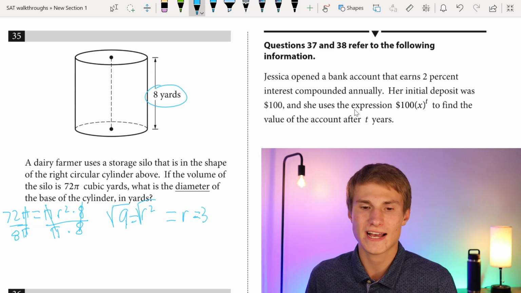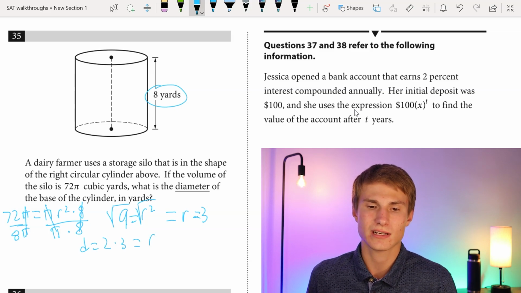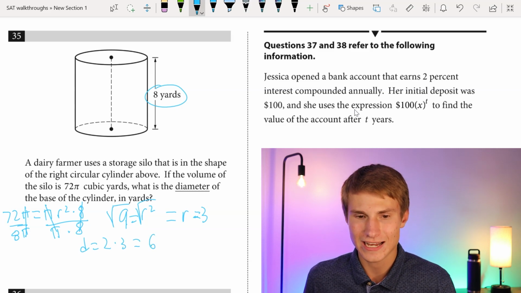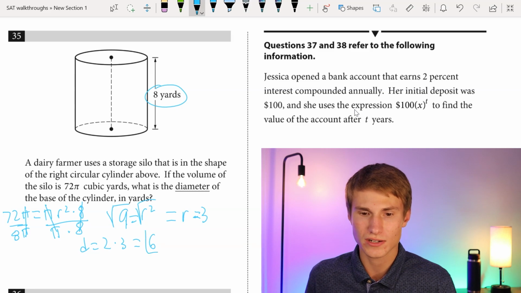Now from here, we need our diameter. We know our diameter is equal to 2 times our radius. 2 times 3 is going to give us 6 as our diameter. So the diameter of the base of the cylinder in yards is going to be 6.